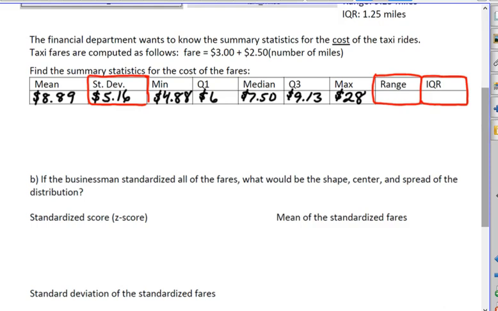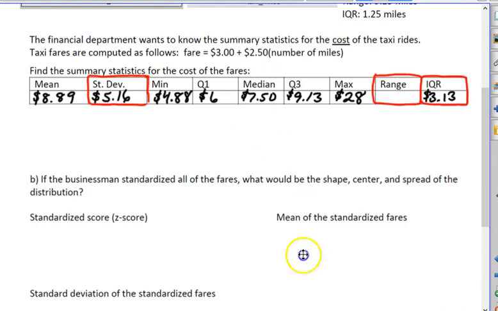Okay, now, let's just think about the IQR. The IQR is Q3 minus Q1, which is $3.13. I got a little extra dot in there that's not supposed to be in there. Let me back that up here. $3.13.